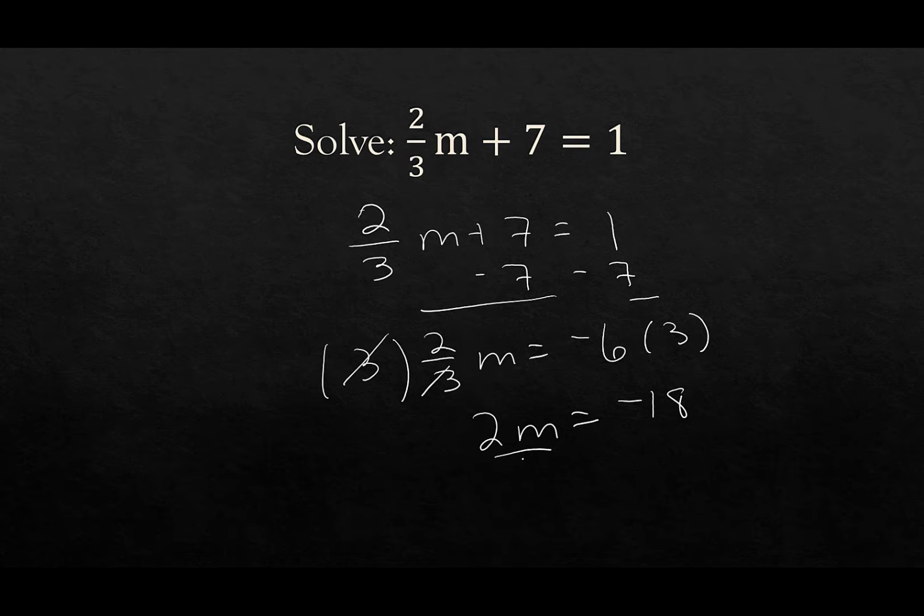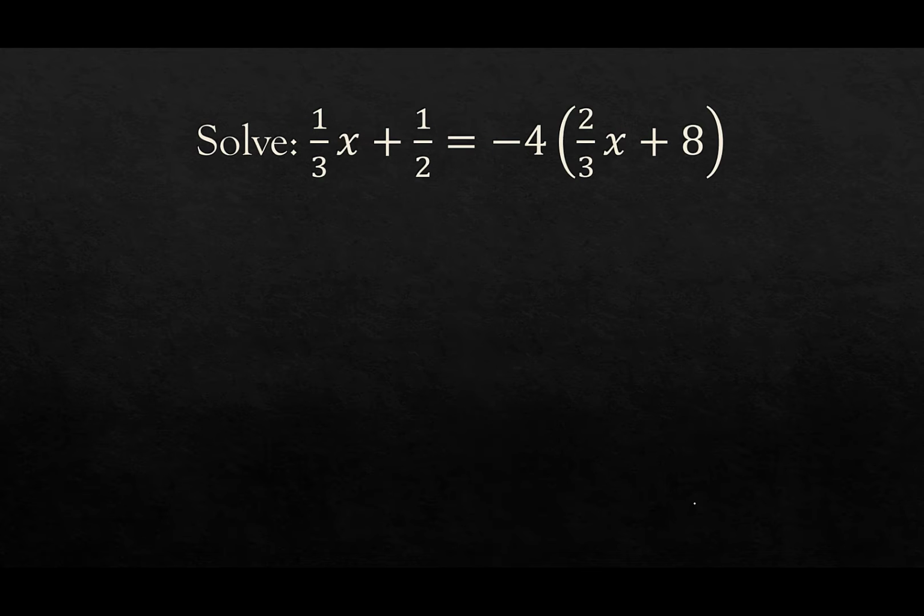Now I want to get rid of the 2, so I divide both sides by 2, and that says m is equal to negative 9. So here's one with more fractions. I have 1/3 of x plus 1/2 is equal to negative 4 times 2/3 of x plus 8.